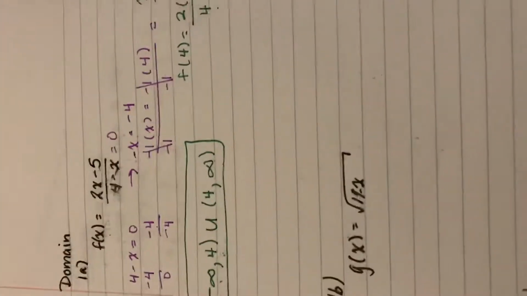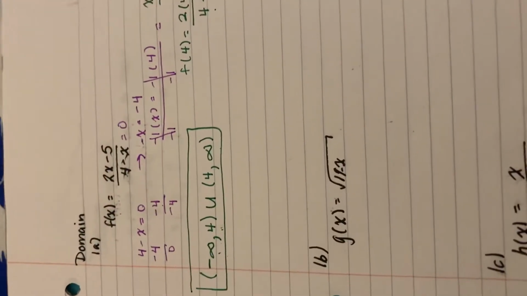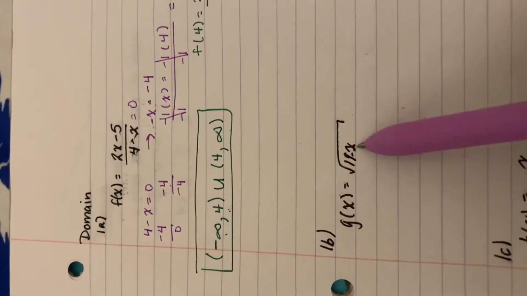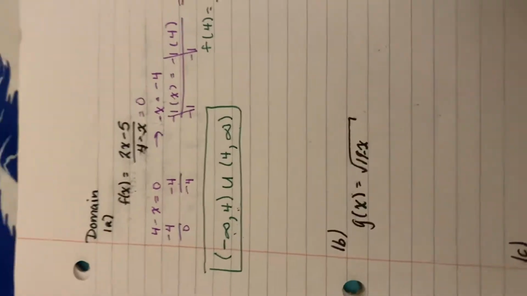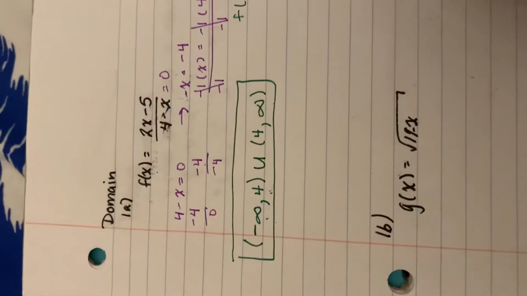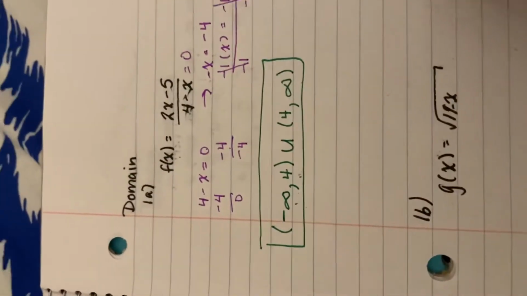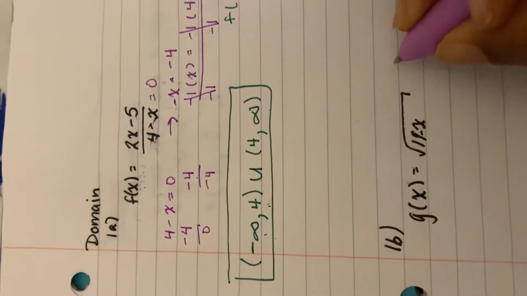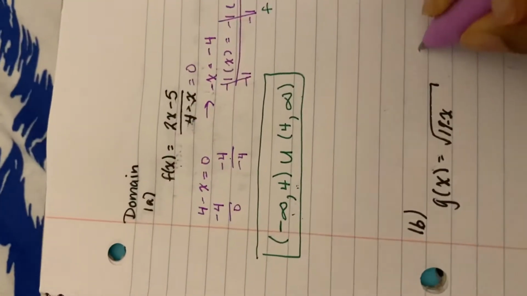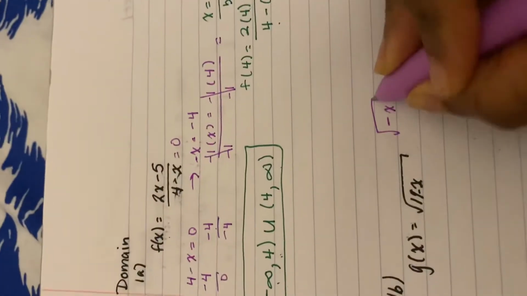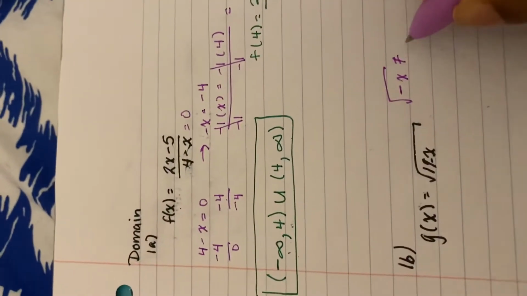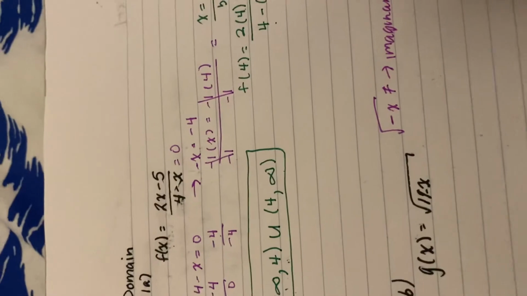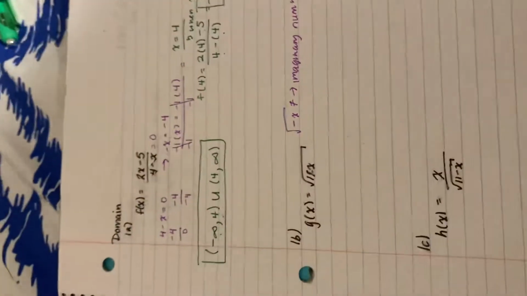Okay, so for 1b, it's kind of a similar process. We have g of x equals square root of 11 minus x. One rule in math is that square roots cannot be negative. If a square root is negative, then it will be an imaginary number. That's when you get an i. So let's write that down. And we don't want imaginary numbers. We want a real number.